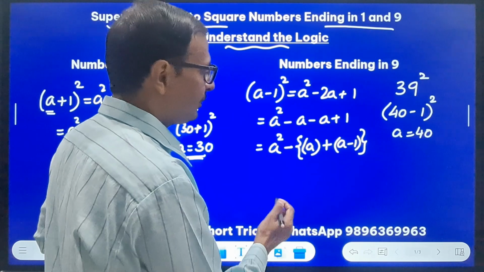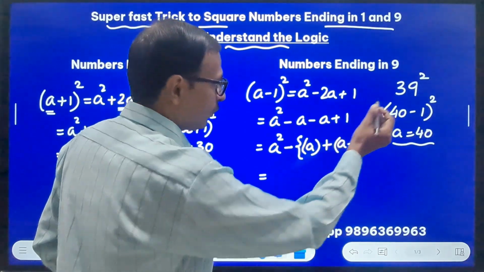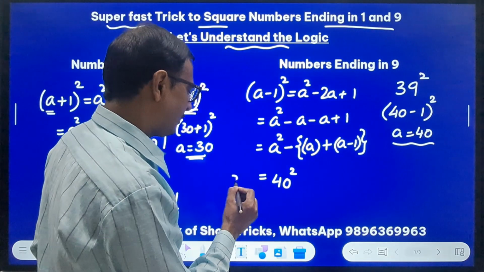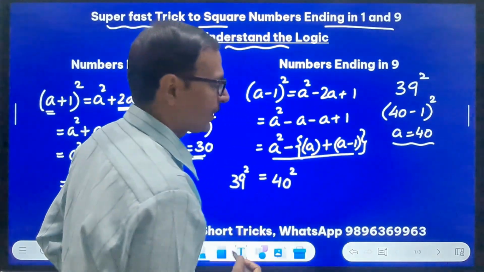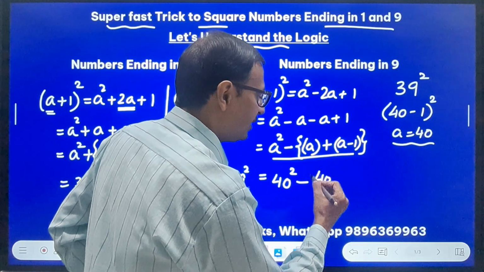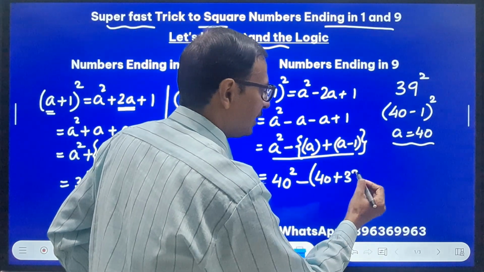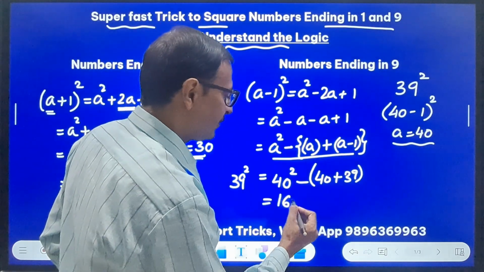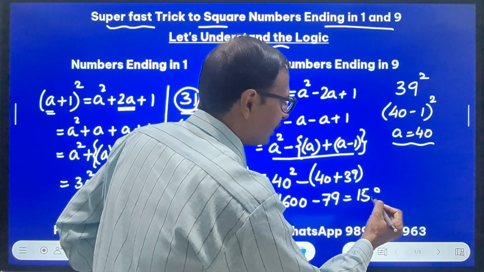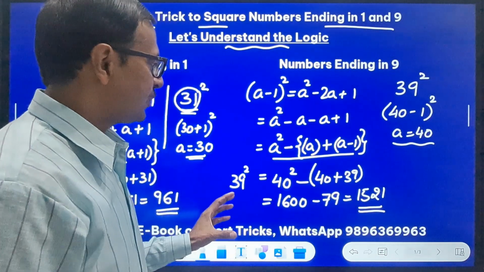So what do you have to do here? If I have a as 40, then I can find 39 square by putting a as 40, so 40 square. So I am finding 39 square using this identity now. Minus what? The sum of a, which is 40, and the predecessor, that means the previous number, a minus 1, which is 39. Now it's very easy, 1600, and subtract what? 79, you get 1521 as the square of 39. So the trick works very well.